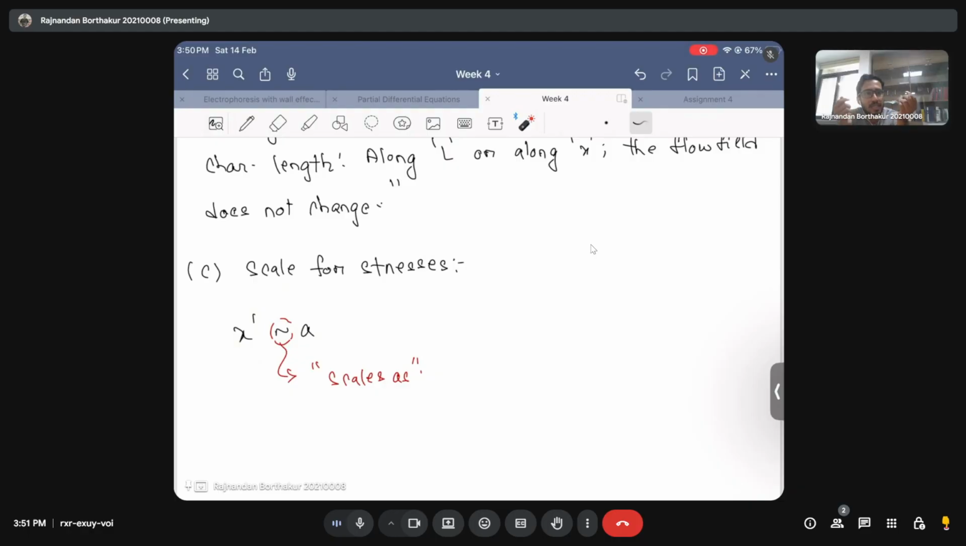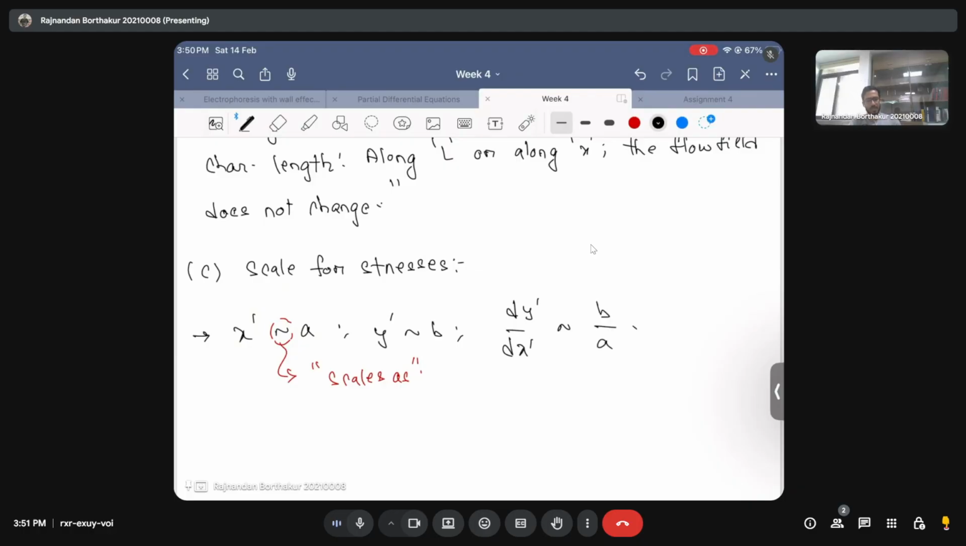It means that it is not exactly equal to a, but it is kind of a ballpark figure of the magnitude of a. That is what the quantity scales as implies. Okay, so what I mean to say is that if I have a quantity x prime which scales as a, and let's say I have a quantity y prime which scales as b, then dy prime by dx prime will scale as b by a.